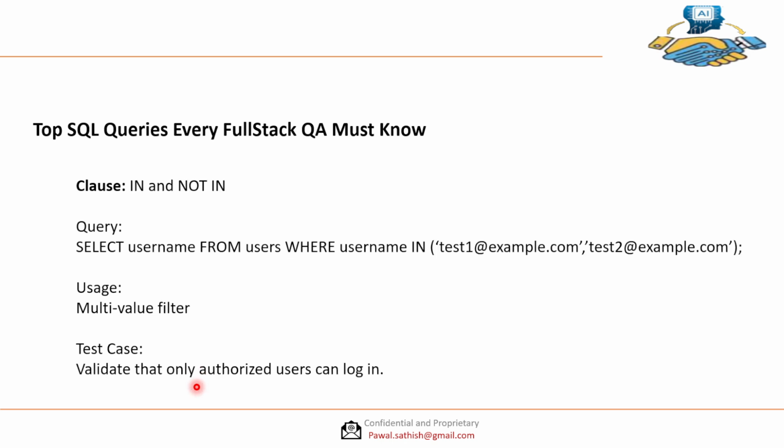Okay. The next clause is IN and NOT IN. We can use IN and NOT IN when we need to retrieve data with a multi-value filter. So here you can see we validate that only authorized users can log in, and the syntax is SELECT username FROM users WHERE username IN, and these are the two usernames we provide.